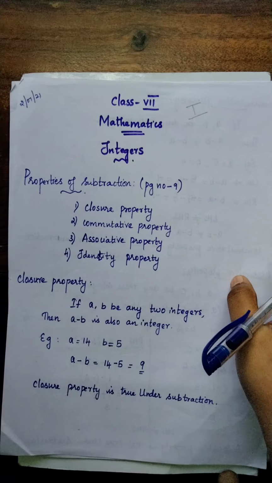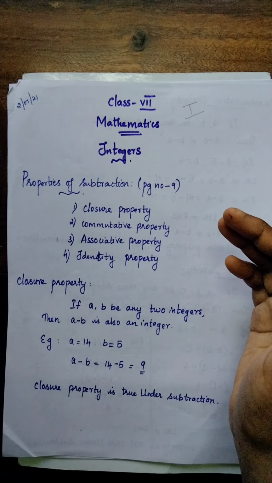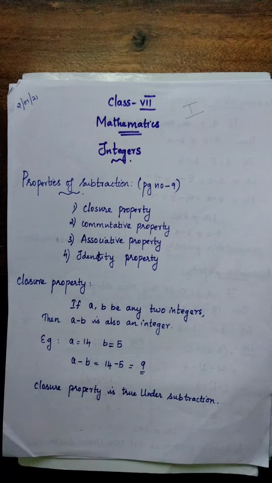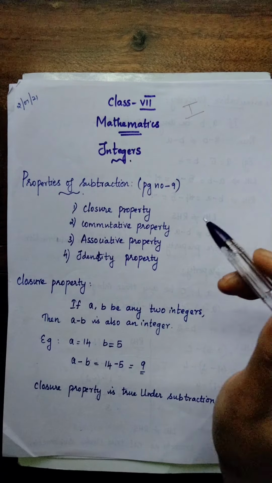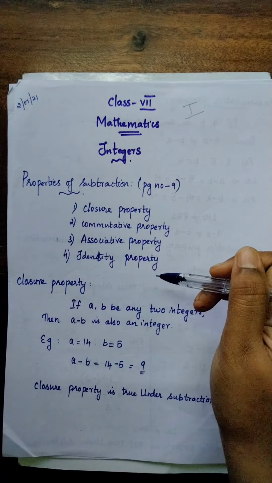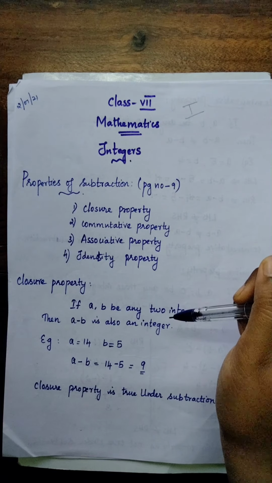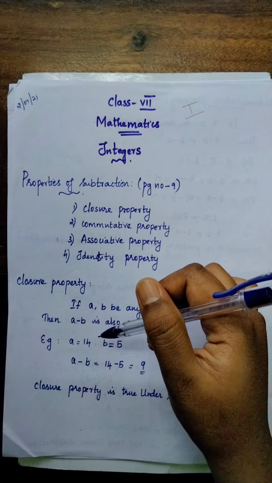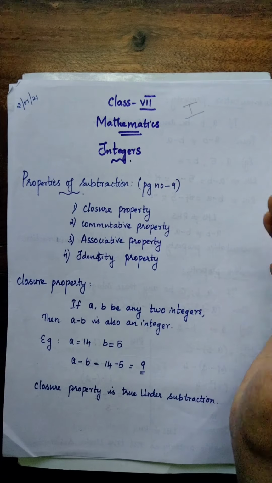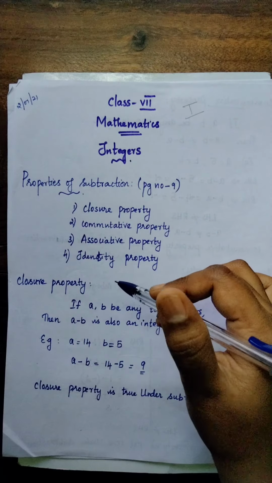The first one is the closure property. What is the closure property? We learned it under addition: if a, b are any two integers, then a + b is also an integer. For subtraction, it is the same: if a, b are any two integers, then a minus b is also an integer. This is the first property, the closure property. Next, we are going to check whether, when we subtract two integers, we get an integer or not.